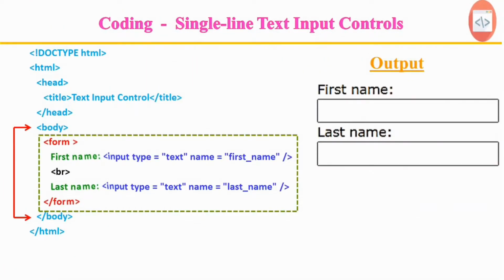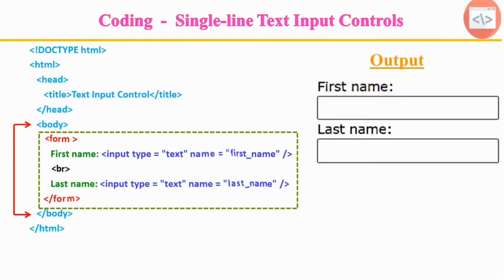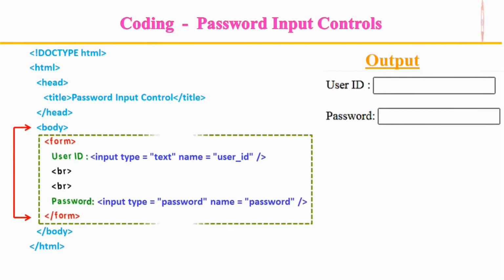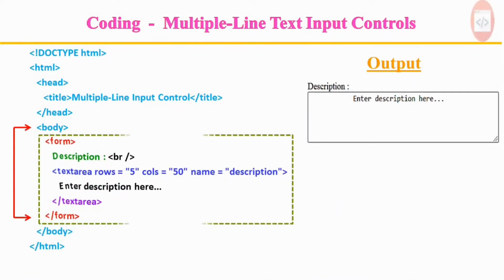Here is a simple example of single line text input used to take the first name and last name. And this will produce the output as shown here. Here is a basic example of single line password input used to take the user password. This will produce the output as given here. This is an example of a multi-line text input used to take an item description.